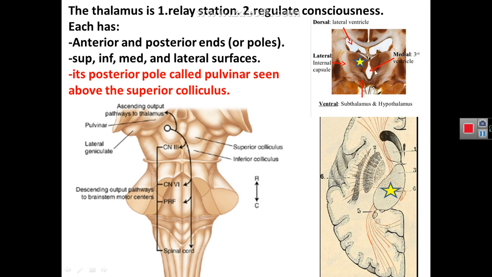And also this figure shows that the thalamus has 4 surfaces. The upper surface is related to the cavity of the lateral ventricle, while the medial surface is related to the third ventricle. The lateral surface is related to the internal capsule, and the inferior surface is related, as I said, to the hypothalamus, subthalamus, and to the midbrain from anterior to posterior.